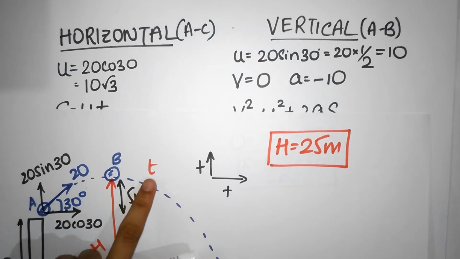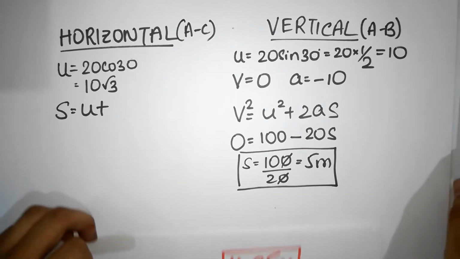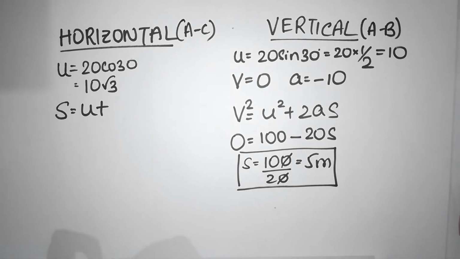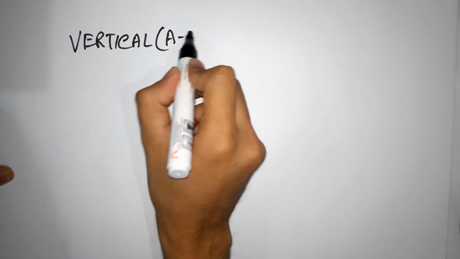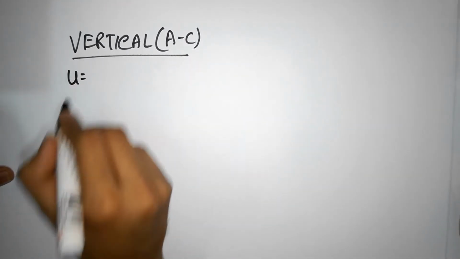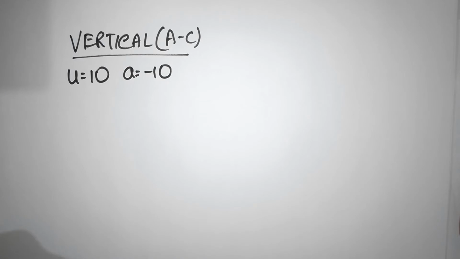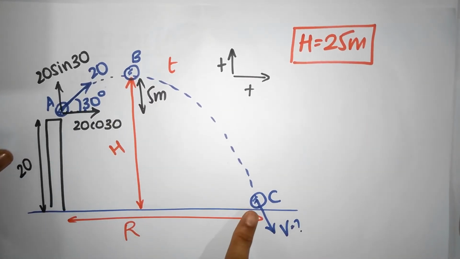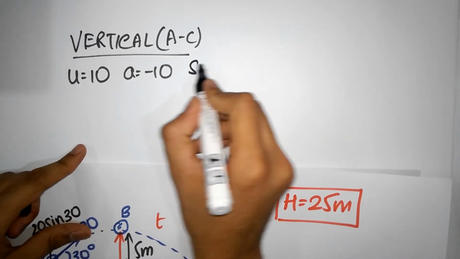Our next question would be to calculate the time taken for the entire fall. So I'm going to now recalculate vertical motion, but we have to now do this from A to C. We redo vertical. In the vertical, we go from A to C. So we know the initial velocity, that is 10. The acceleration is minus 10. And what else do we know? Let's see. We know the displacement from A to C. Vertical displacement is minus 20. So S is minus 20.